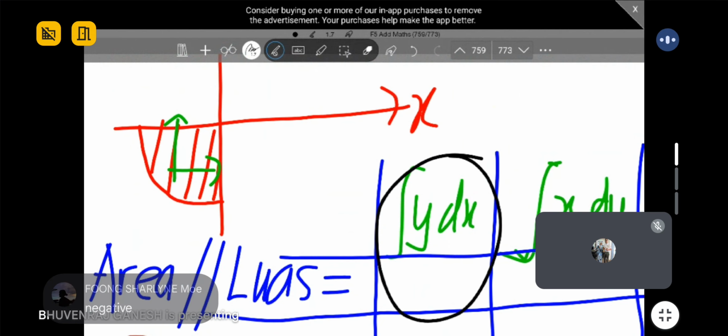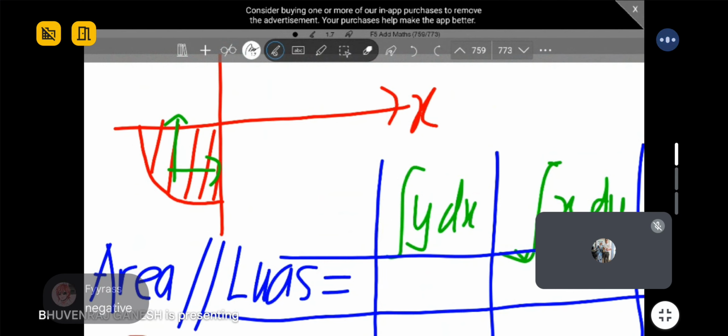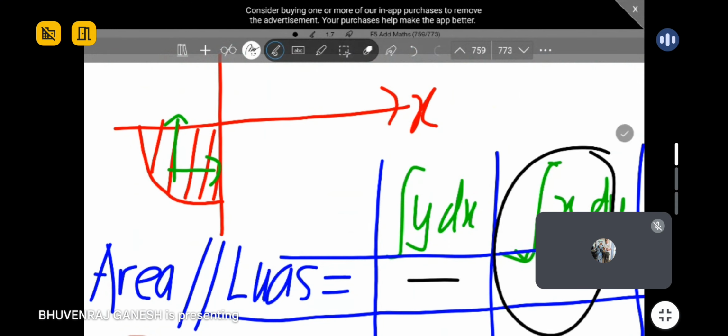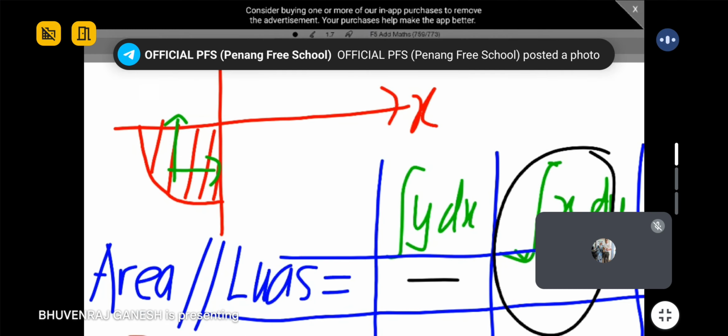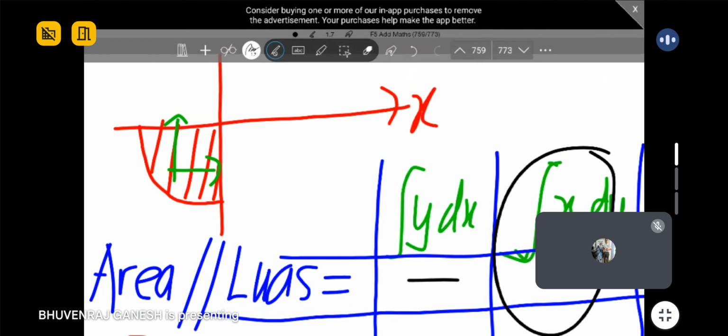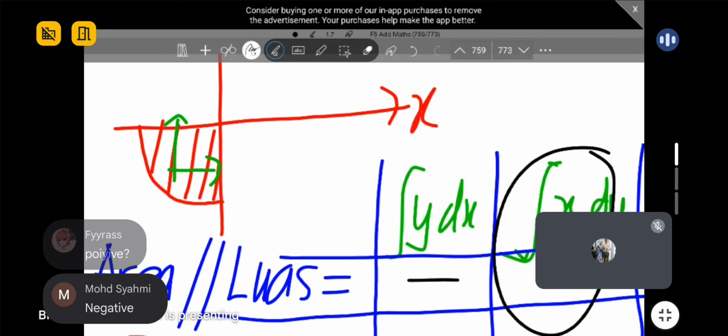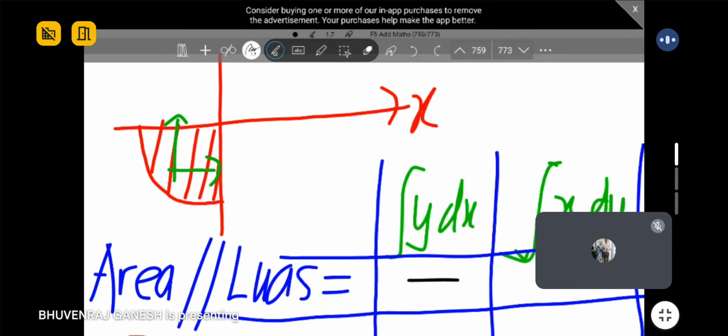Use back the same concept. See? You all can understand already. Correct. Okay, the answer is negative. Alright. How about the right one, guys? This one, positive or negative? Yang belah kanan. Adakah kamu dapat nilai positif atau nilai negatif? Negative. Correct. Okay, you will still get negative. Okay, so guys, why is it like that? Can you check and see?